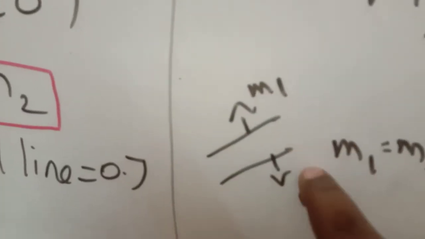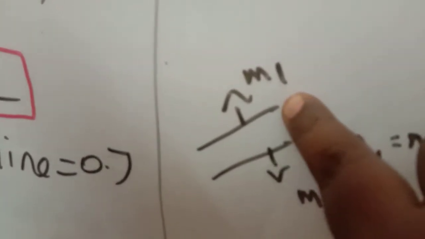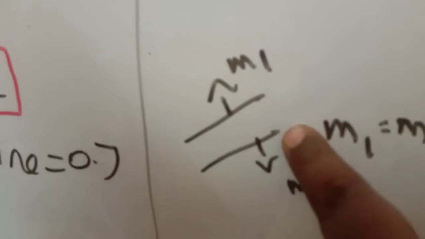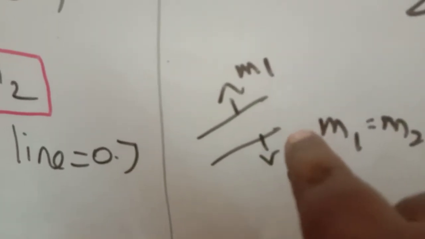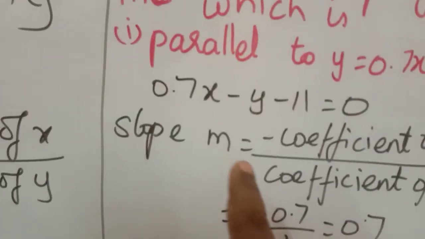Now equation of one line is given. We have to find the slope of this line. Equation of this first line is given. We have to find the slope of the second line. So parallel condition is given as these two lines are parallel. Parallel means slopes are equal. So find the slope of this line and that will be the slope of the second line. So it is easy.